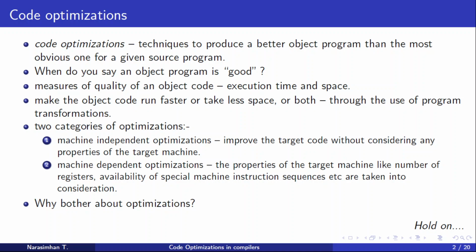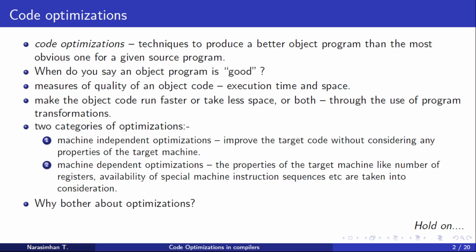Moving on, there are two categories of optimizations. The first category, known as machine independent optimization, the compiler improves the target code without considering any properties of the target machine. It takes the code, identifies the places where it can optimize, and then it performs the optimization. For example, it may identify that certain variables are introduced unnecessarily just to hold values of constants. So what the compiler can do is it can just replace the variables with the corresponding constant values.